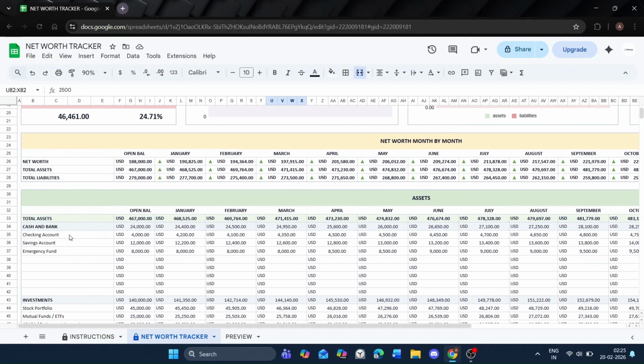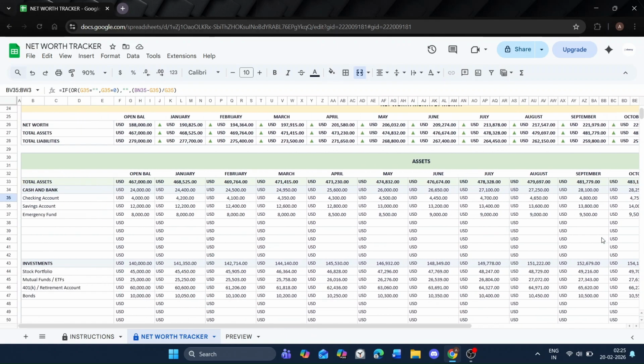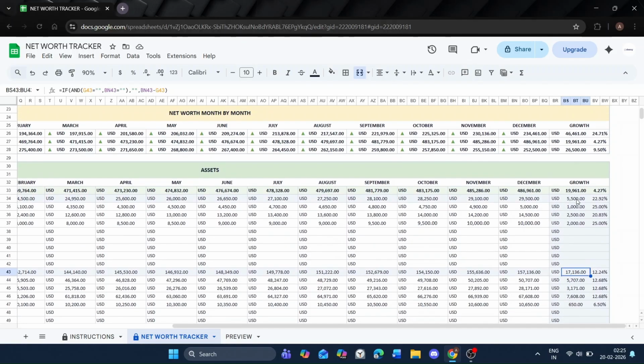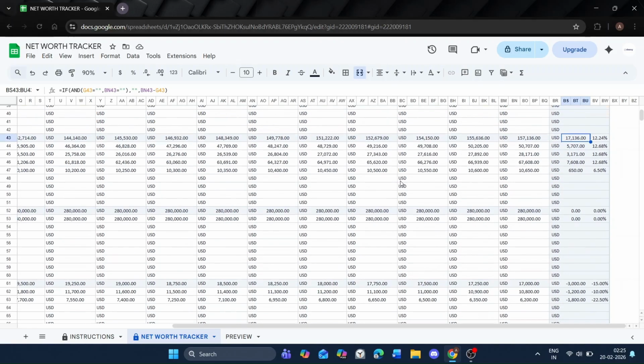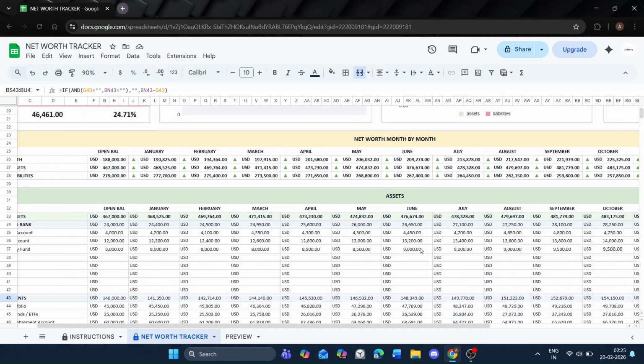Then on the very right, growth will be calculated for you for each of the subcategories. So let's say for checking account, growth is $1,000, and growth percentage is 25%. Same for every subcategory, same for every category. So you will be able to analyze how your growth has been across different categories, across different assets, and also across different liabilities.